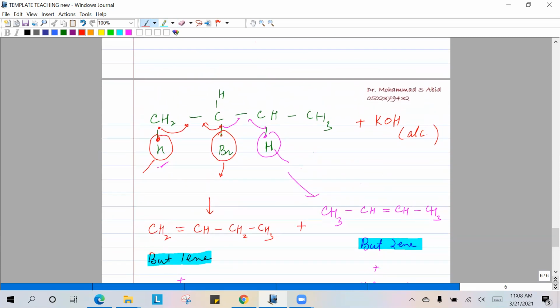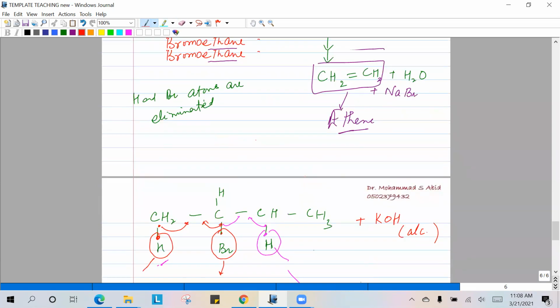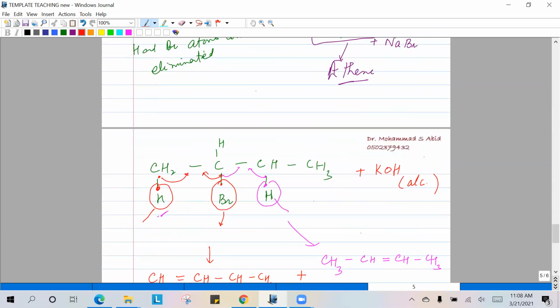So you need to be careful what reactants are given to you, because that will decide what will be formed, one product or two products. Here also, if they ask you the reaction condition, you just say reflux in alcoholic solution. Finish. That means dissolve in alcohol. So I hope this is clear.